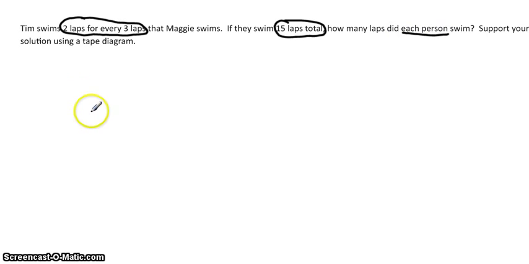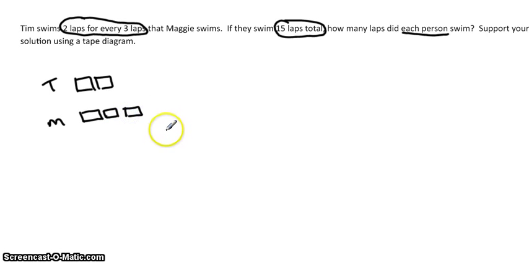Okay, so we're going to start out again with Maggie and Tim. Tim swims 2 laps. So we'll put a T here for Tim. Maggie swims 3. So it's similar to last problem. In fact, problems 1 through 5, I believe, all deal with the same starting ratio of 2 to 3. And they want 15 laps total. So I see here I've got 2 laps by Tim. I've got 3 laps by Maggie. So they swam 5 total laps. So I'm going to put T-O-T-A-L here for total. Total of 5 laps.